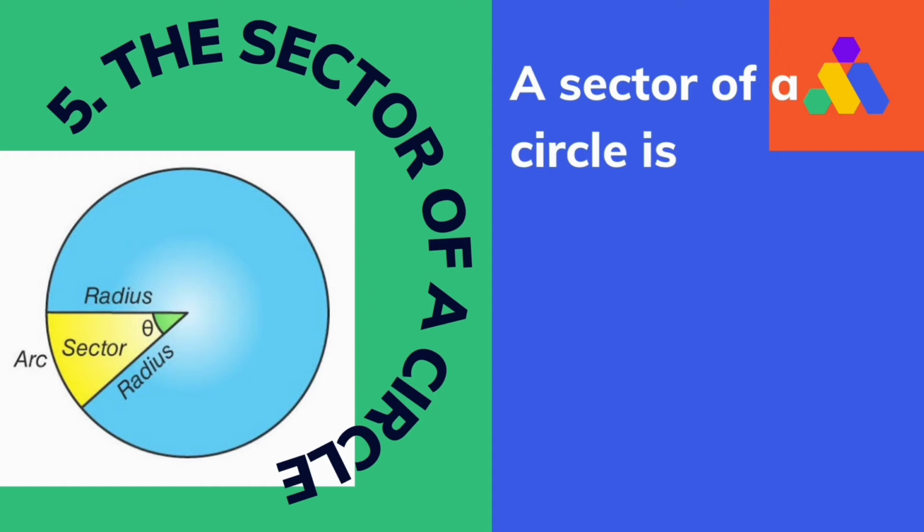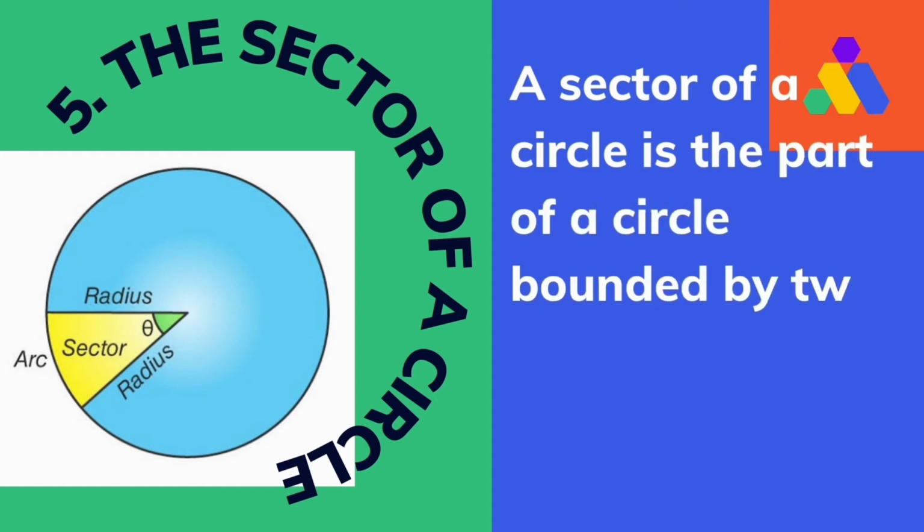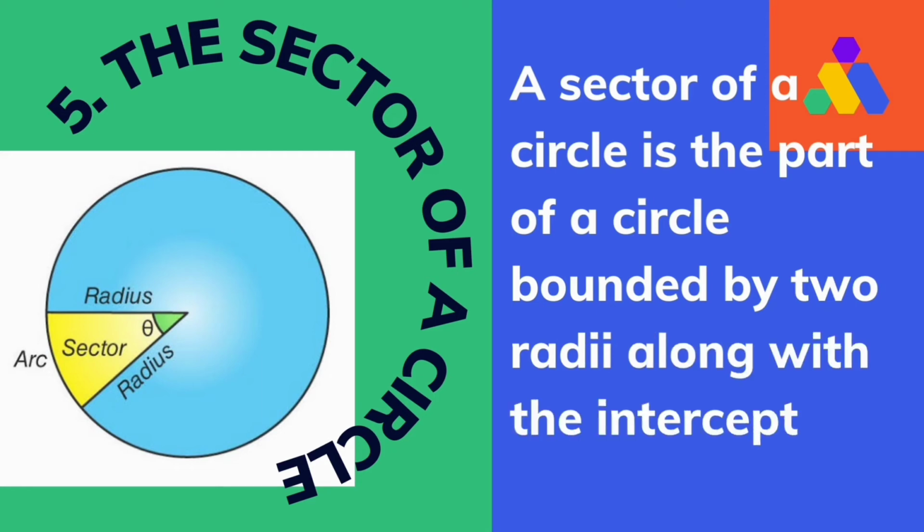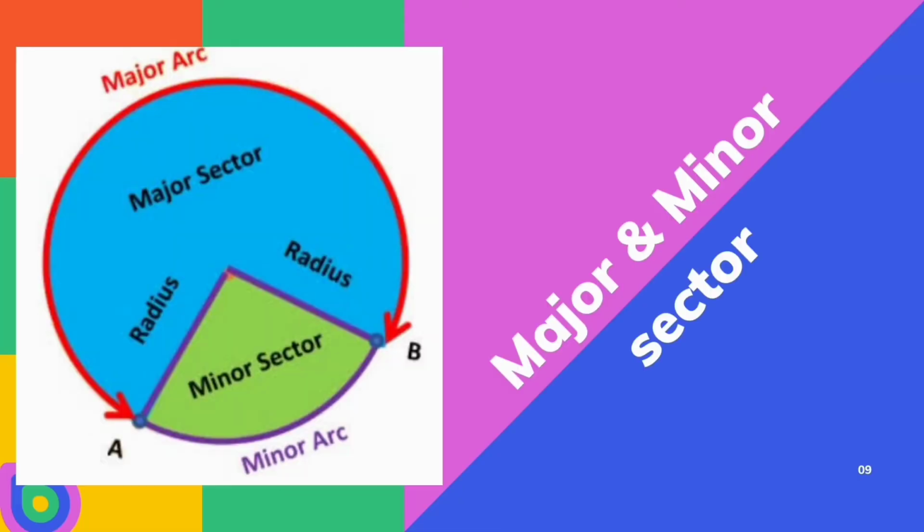The fifth part of the circle I'll be teaching you is the sector of a circle. The sector of a circle is the part of a circle bounded by two radii along with the intersected arc. You can see that in the diagram on the screen. That area painted yellow is the sector of a circle. And so let's take some questions involving the sector of a circle.